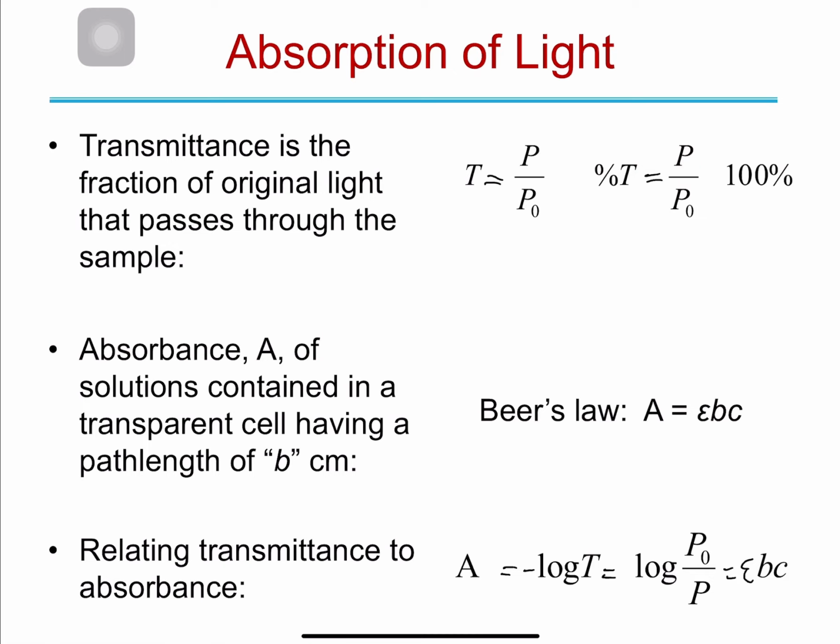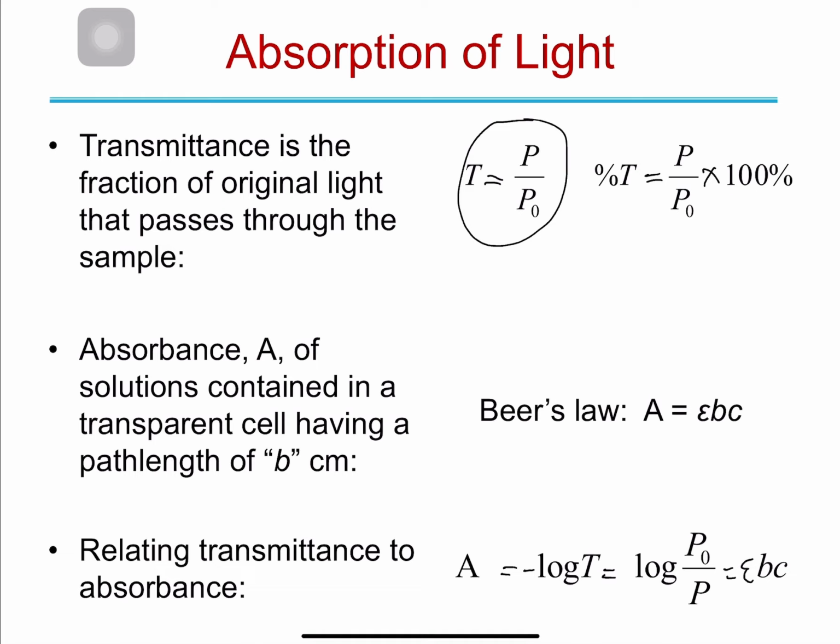So the transmittance is the fraction of the original light that passes through the sample, which equals P over P naught. So this is the fraction of light that has passed through the sample rather than being absorbed by it, which means the percentage transmitted will equal P over P naught times 100. So this is the percent transmittance.